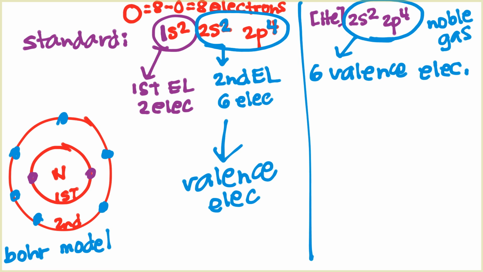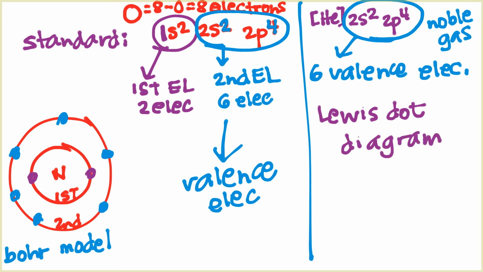Is there a better way of representing valence electrons? Yes, there is. It's what you call, guys, your Lewis dot diagram. So this is called the Lewis dot diagram now.